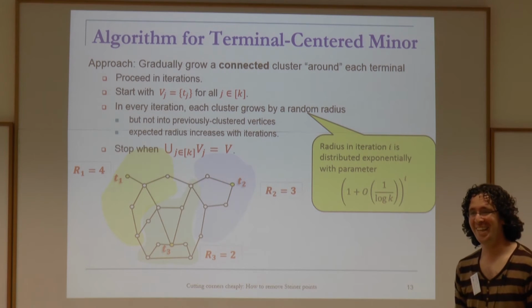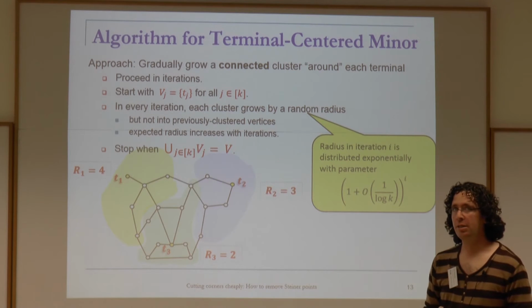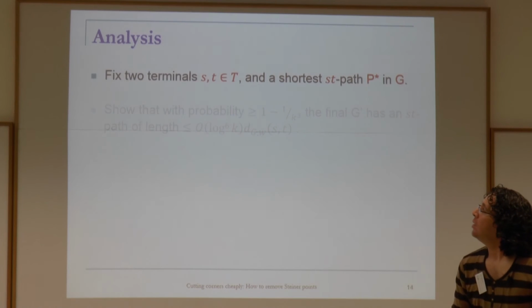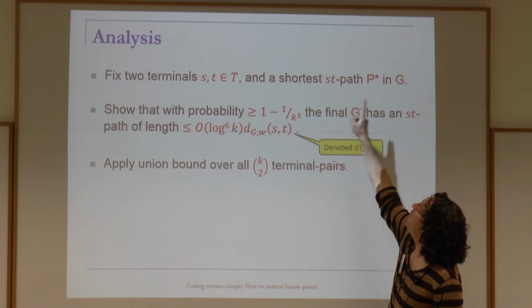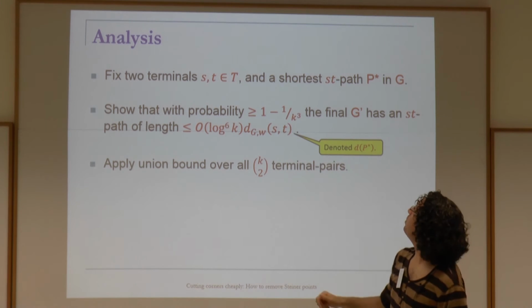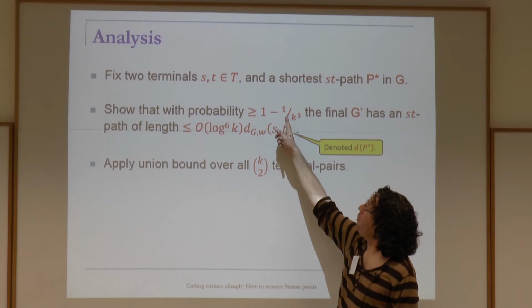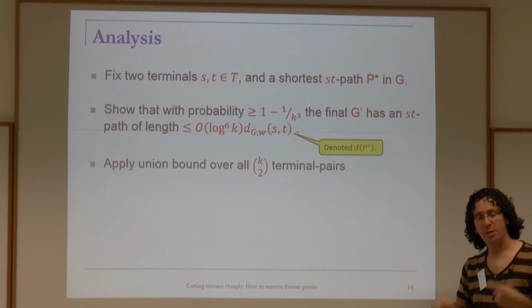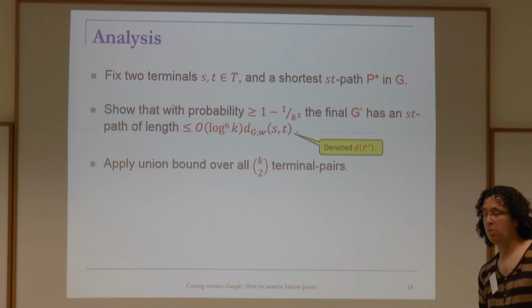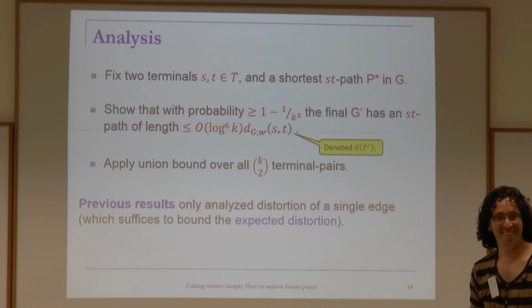I was trying to avoid it, but there is some ordering, and we also depend on what happened in the previous iterations. So for analysis, we fix two terminals, and we fix some shortest path between them in G. And we show that with high probability, the final minor G prime has a path of length polylogarithmic times the original distance. By an upper bound, we show that there exists, with high probability, a minor in which all the distances are preserved approximately with this distortion. This is the major difference between this and prior results.